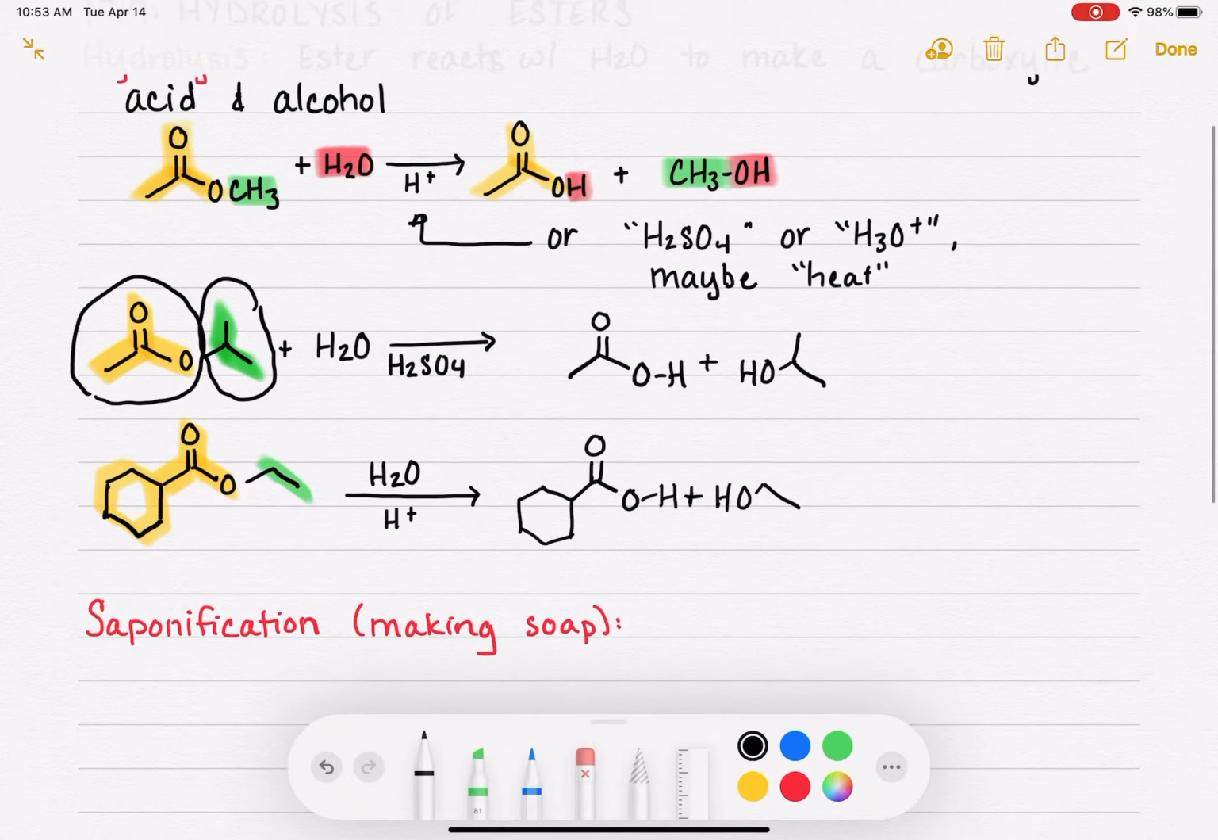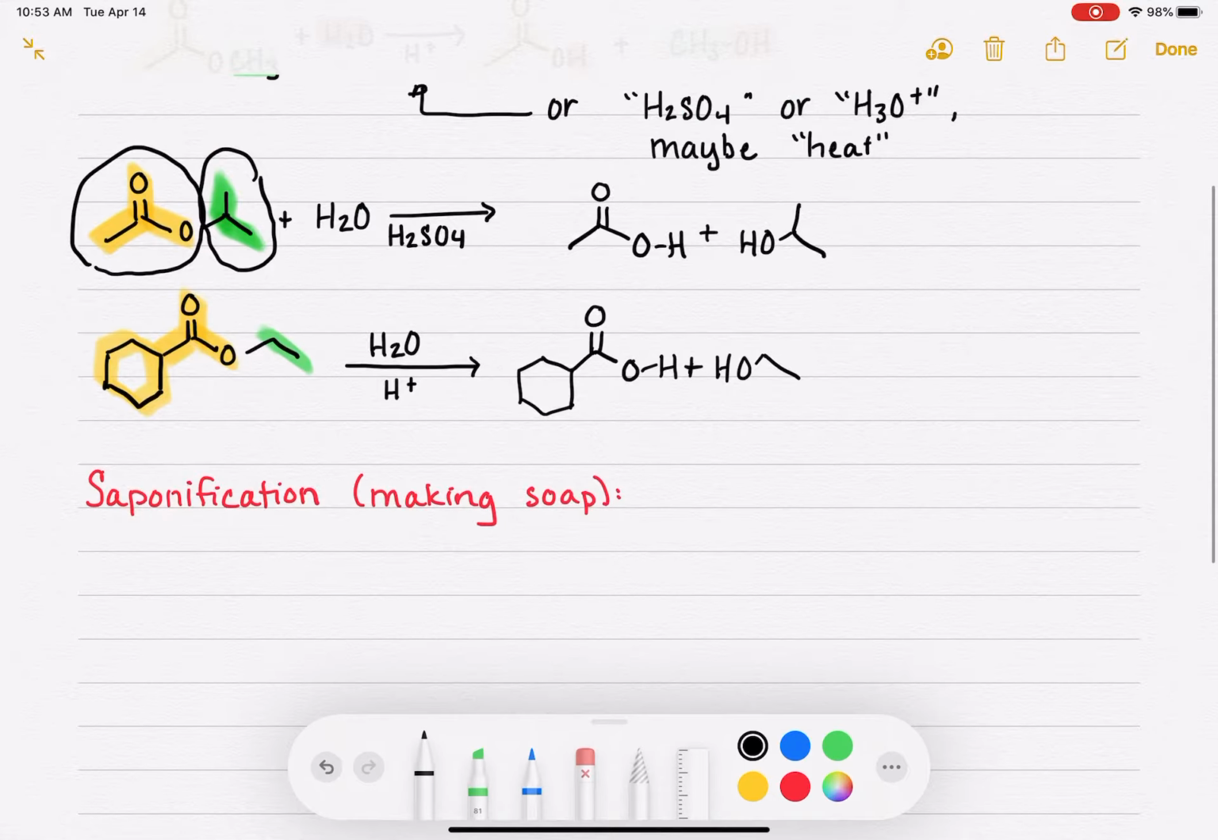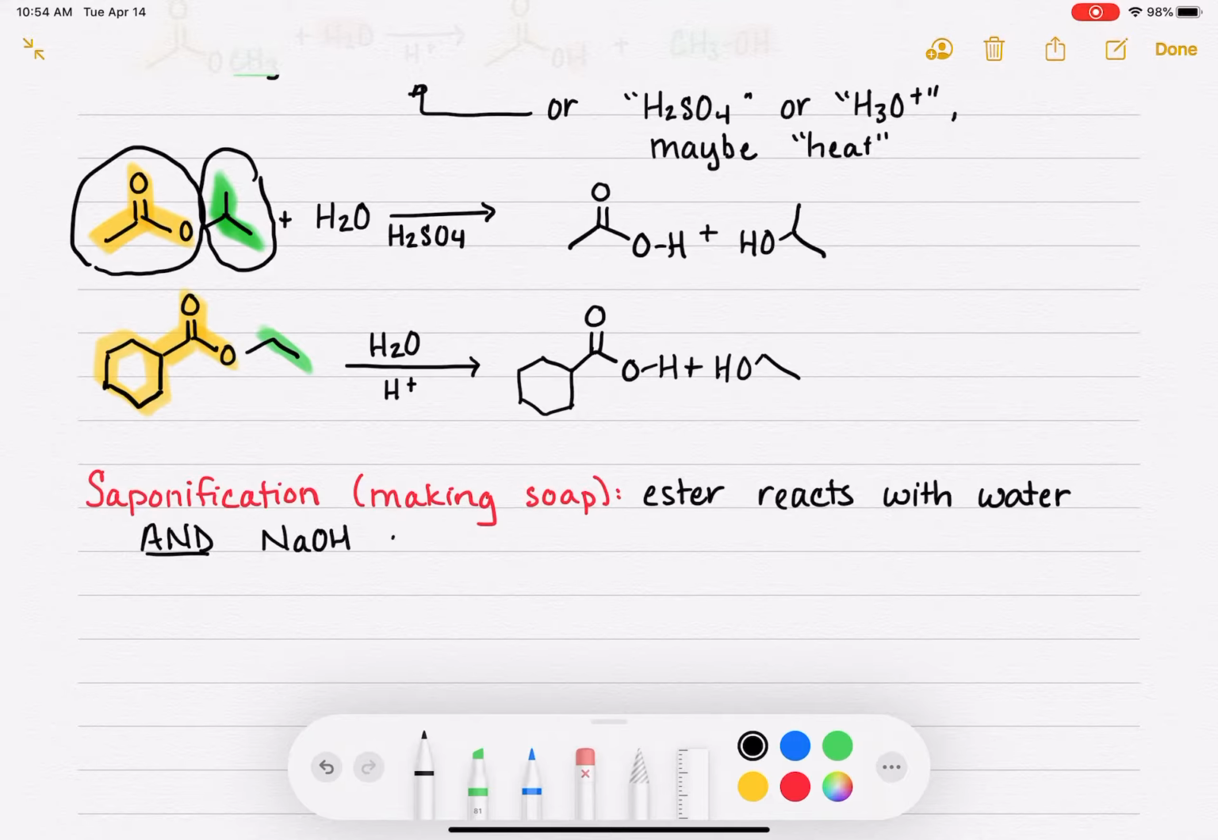Saponification is when an ester reacts with water and, not just water by itself, NaOH or LiOH or KOH. And the product of this reaction is soap.